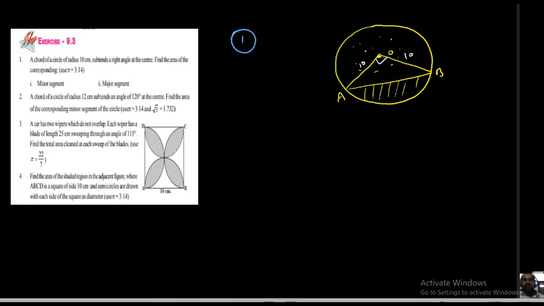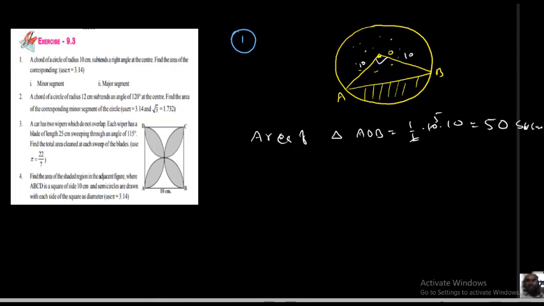To find the area of the minor segment, we just need to find the area of the sector minus the area of this triangle. After finding the minor segment, you can find the major segment directly. First of all, the area of the triangle. Area of triangle AOB equals half into product of legs, 10 into 10, half of 100 is 50. 50 square centimeters.